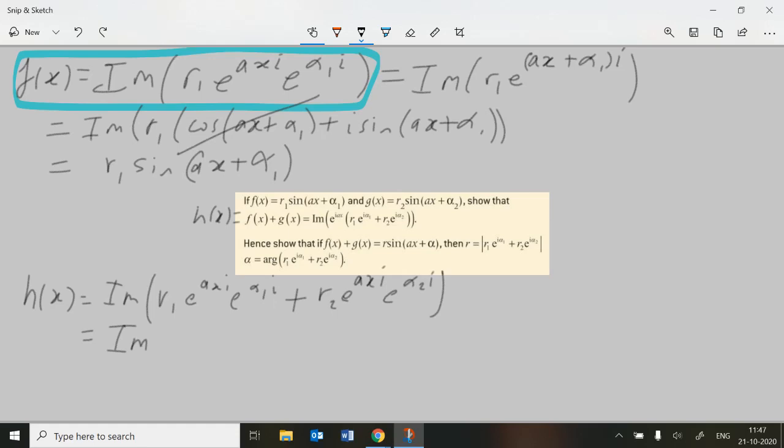We could factorize out the e^(ax i), and inside we're left with r1 e^(alpha 1 i) plus r2 e^(alpha 2 i). Let's take it back and make it a little easier to see. This i here is not a subscript, it's just a full letter, times alpha 2. The 2 there is a subscript. This is not a subscript.